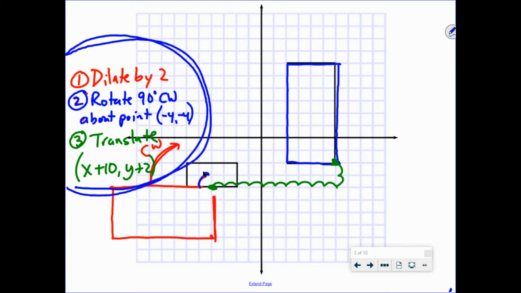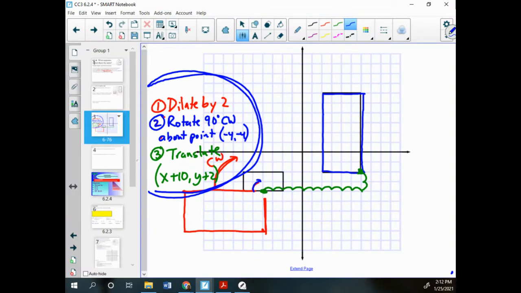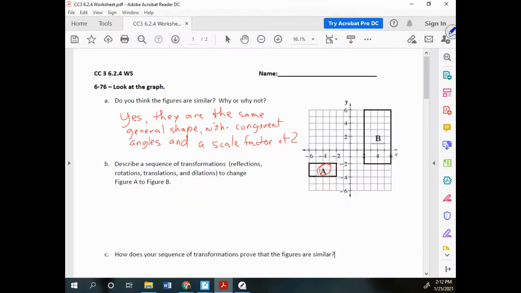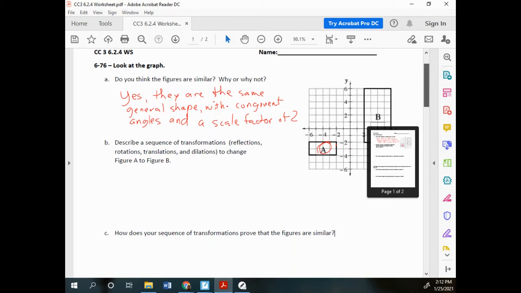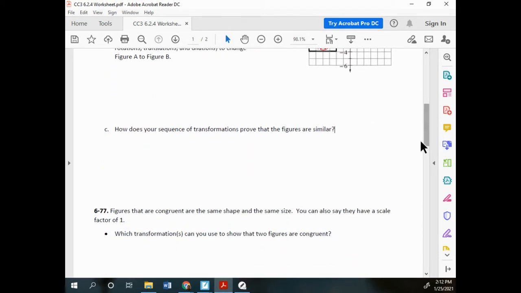Okay? You need to start feeling comfortable doing that process and getting more and more fluent and just comfortable with doing that work, okay? All right, then, how does your sequence of transformations prove that the figures are similar? Well, how does it prove that they're similar? Remember, similar has to be the same shape, just it can be bigger or smaller, but you can't change the angles. Well, what did we do?